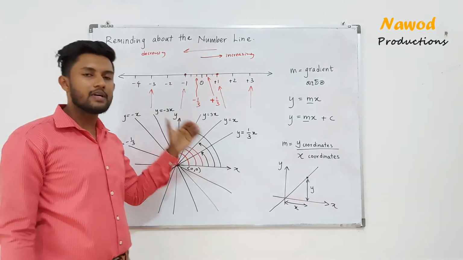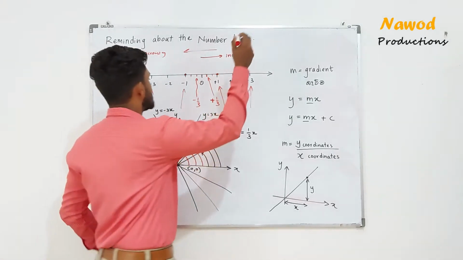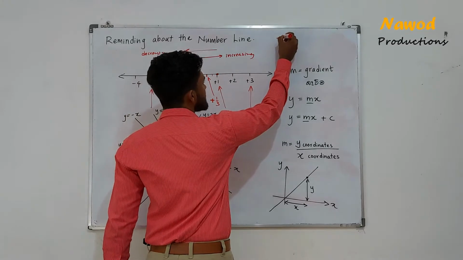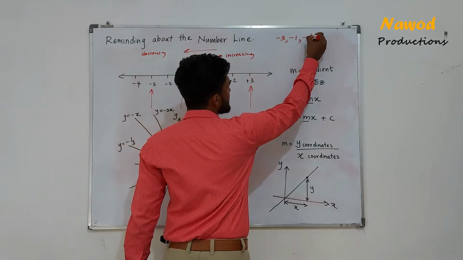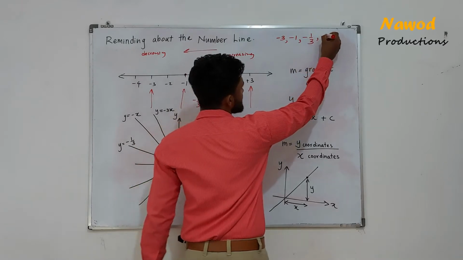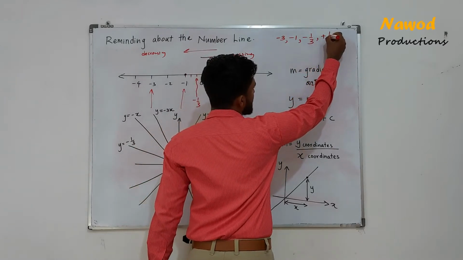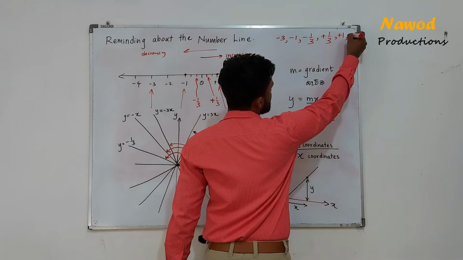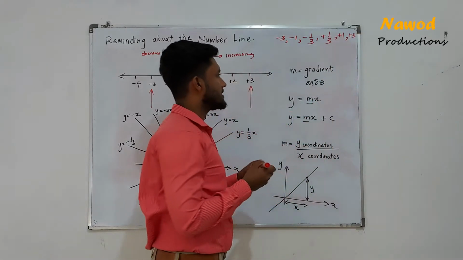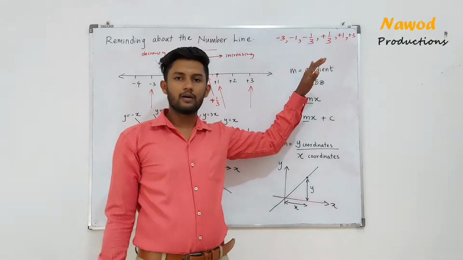So when arranging these numbers, that means minus 3, minus 1, minus 1 over 3, plus 1 over 3, plus 1, and we can get the plus 3 point. Yes, this is the ascending order.